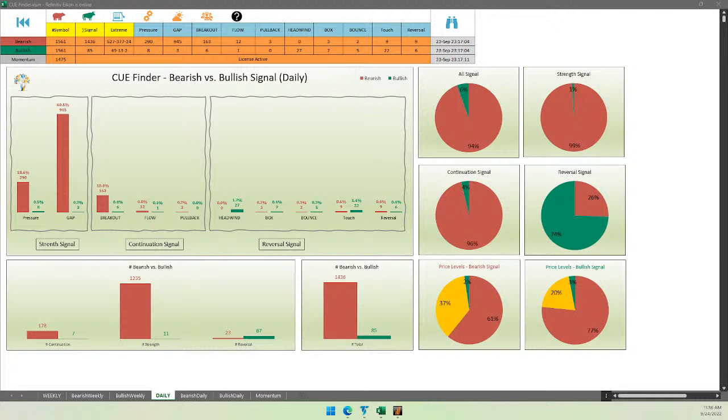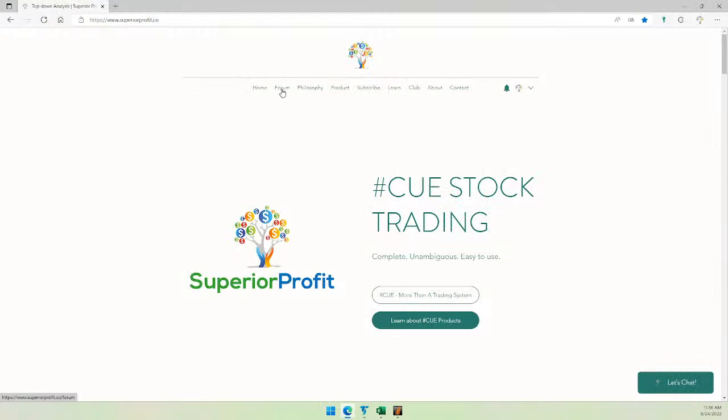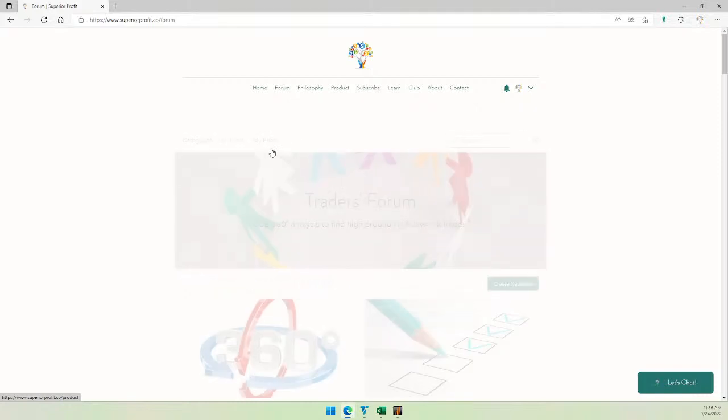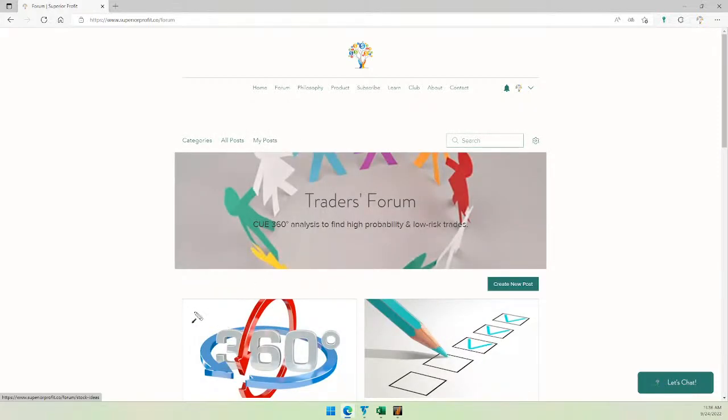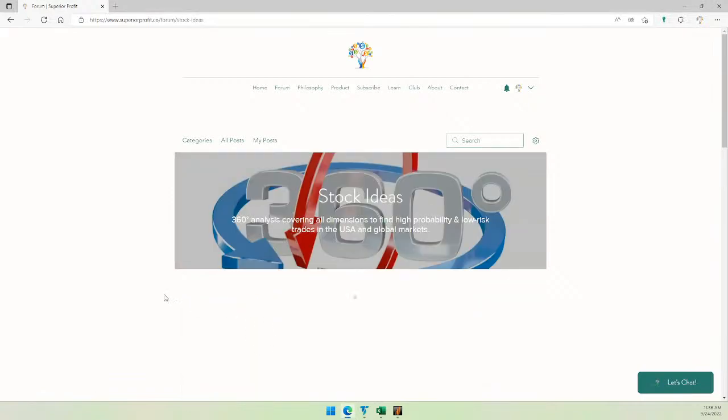Now, one thing I will mention that I mentioned earlier, that if you are following the trade ideas I share on the forum on my website superiorprofit.co, you have an idea what kind of trades I am taking, long or short or standing aside. And if you look at the forum posts, when was the last long trade setup I shared for the USA market? All the trades are shared in this 360 degrees category.